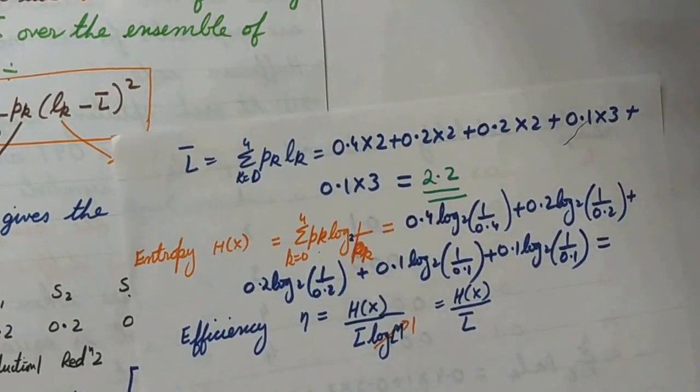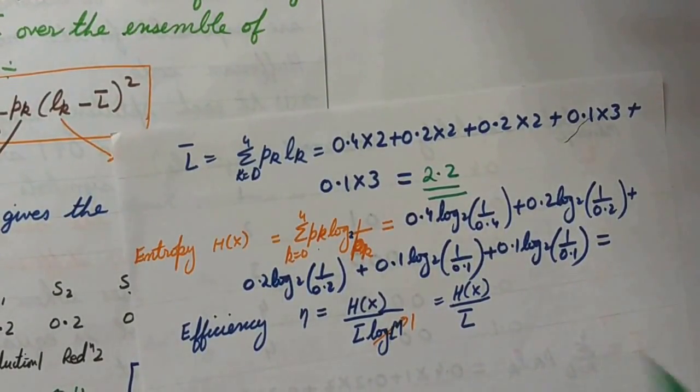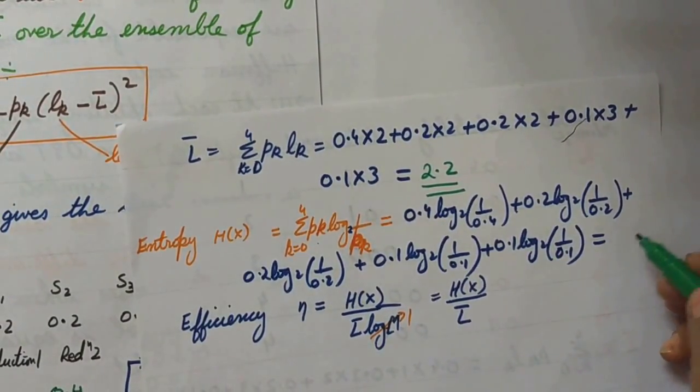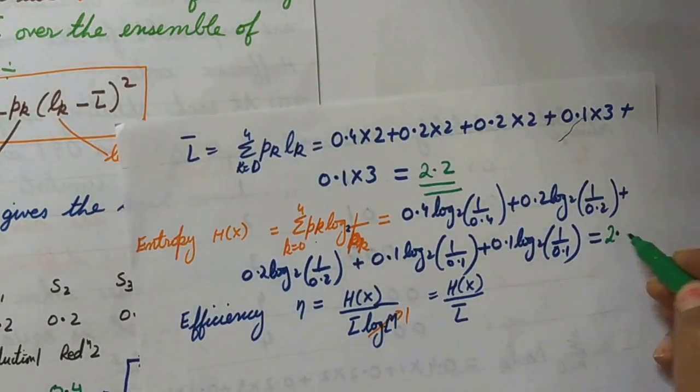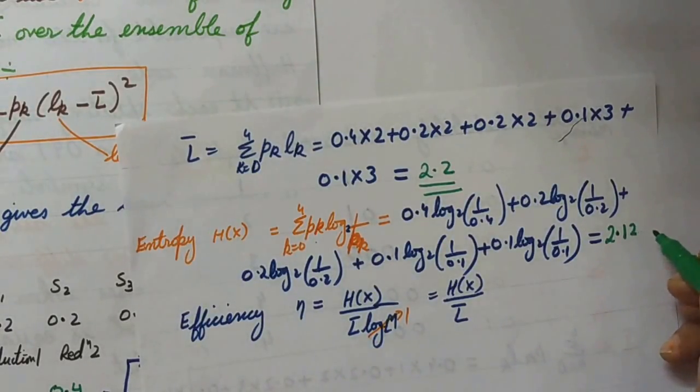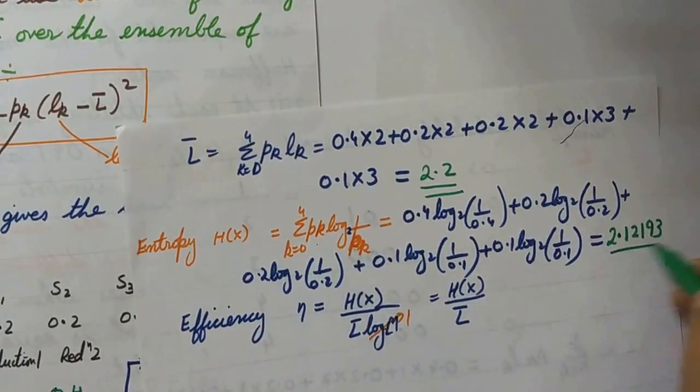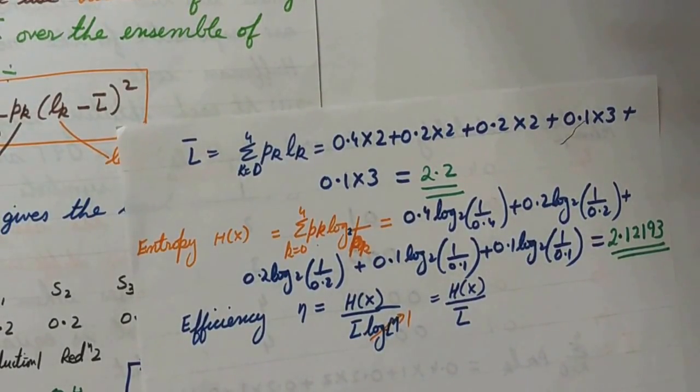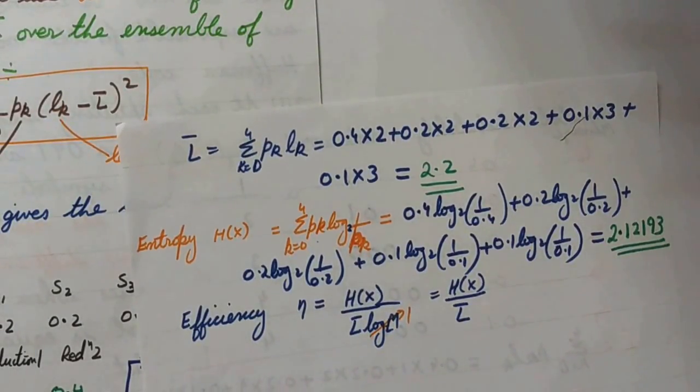If you try and calculate all these values, then you get the entropy as 2.12193, and this will be the same for both the methods. There will be no difference.